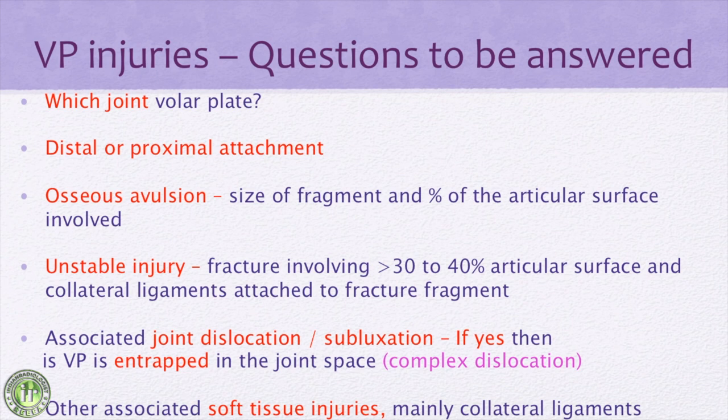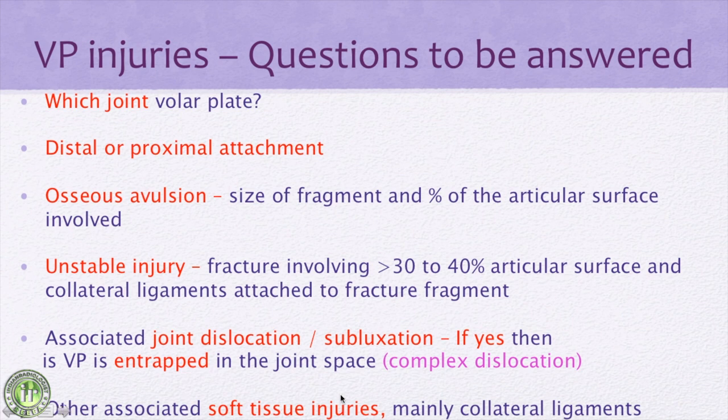Similarly, as I told you, dislocations and subluxations are common. If there is a dislocation or subluxation, you need to mention if the volar plate is entrapped in the joint space. Because if there is any soft tissue within the joint space, you cannot relocate the joint by just conservative management because the soft tissue will be a hindrance. And hence, these dislocations, also called complex dislocations, require surgical management.